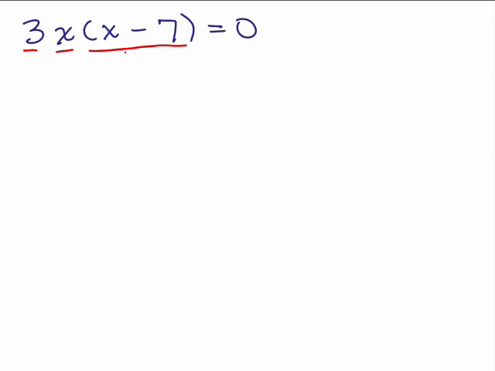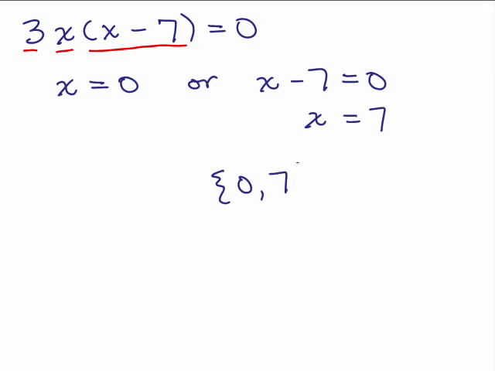Now, I've got 3 factors, but the first factor is 3, and obviously 3 is never going to be 0. So when you're going to use the property, you're going to take any factors that do have a variable in them. So we're going to take x and say that could be 0, or x minus 7 equals 0. So if I add 7 to both sides, I get 2 solutions. So my solutions are 0 or 7. There are 2 different solutions.